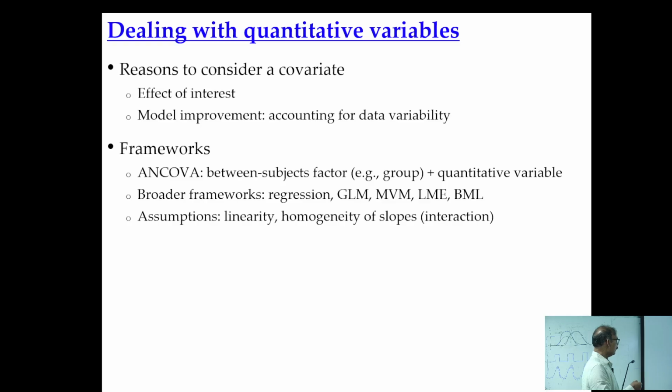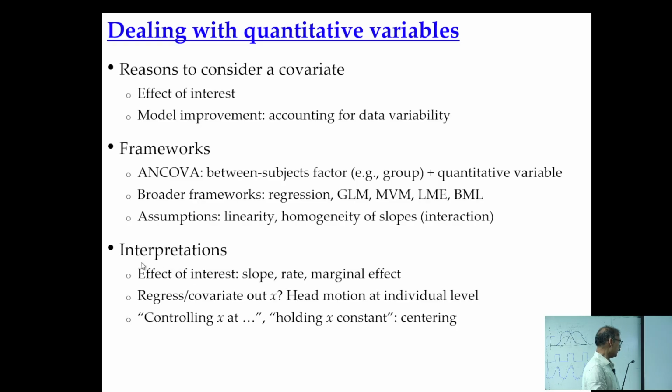And there are many different frameworks in which we can use, like t-test and ANCOVA, broader frameworks like regression, Bayesian modeling methods. And in many of these cases, they assume that it's linear and that homogeneity of slopes, especially for the interaction, right?